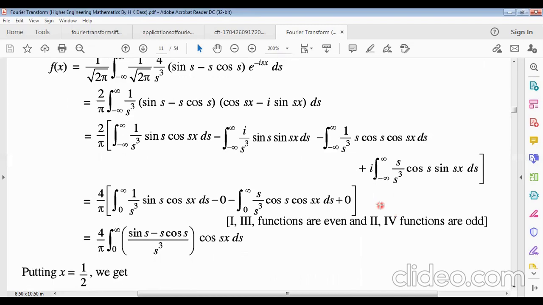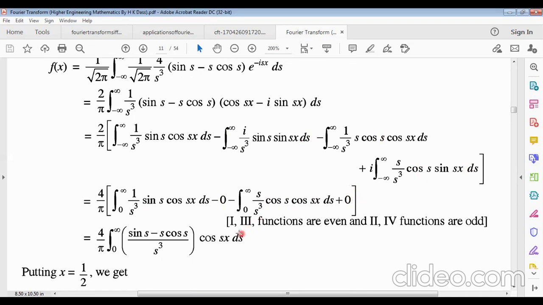So remember this 4 by pi 0 to infinity, because minus infinity to plus infinity makes what? 0 to infinity after multiplying by 2 by using the properties of definite integral. So 1 by s sin s cos sx dx. Now this will be actually what? Odd function. This is why this becomes 0. Okay, and this will be non-zero, but this will be what?